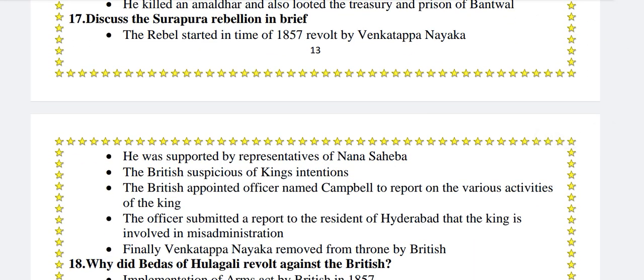Discuss the Surapura rebellion in brief. The rebellion started at the time of the 1857 revolt under Venkatappa Nayaka. He was supported by representatives of Nana Sahib. The British were suspicious of the king's intentions. The British appointed an officer named Campbell to report on the various activities of the king. The officer submitted a report to the Resident of Hyderabad that the king was involved in misadministration. Finally, Venkatappa Nayaka was removed from the throne by the British.